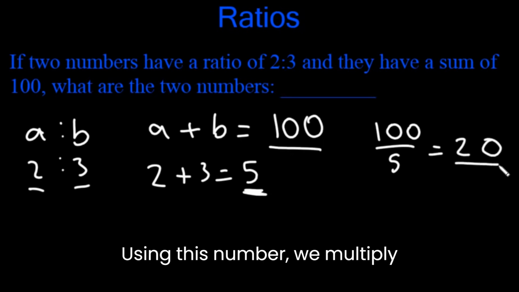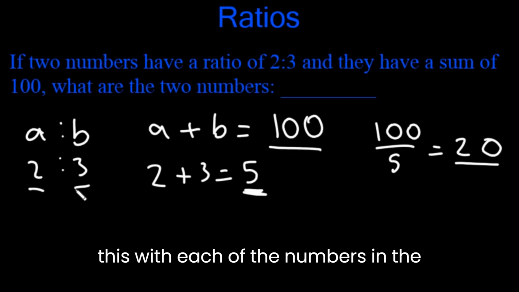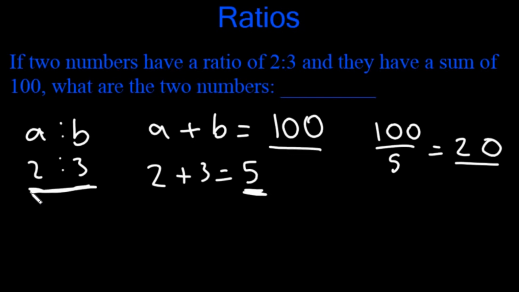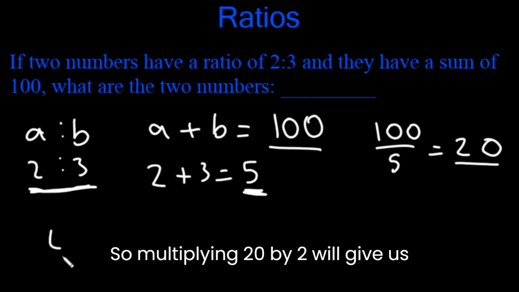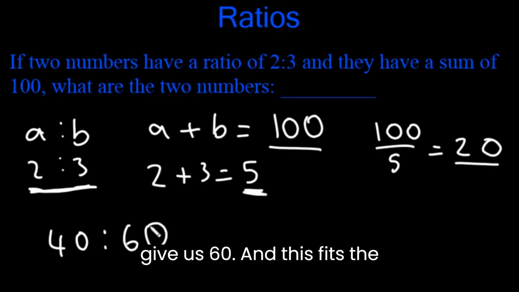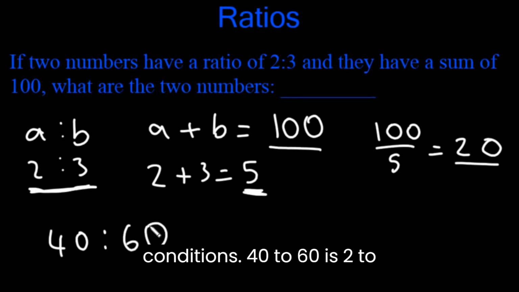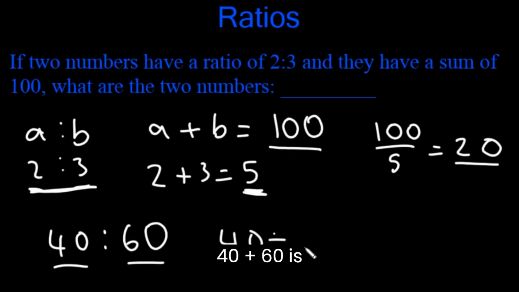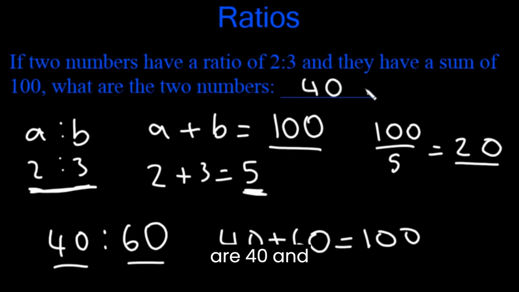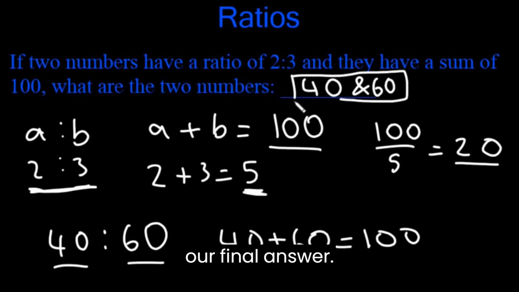Using this number, we multiply this with each of the numbers in the ratio, and we have our two numbers. So multiplying 20 by 2 will give us 40, and multiplying 20 by 3 will give us 60. And this fits the conditions. 40 to 60 is 2 to 3, and 40 plus 60 is 100. So our two numbers are 40 and 60. So this is our final answer.